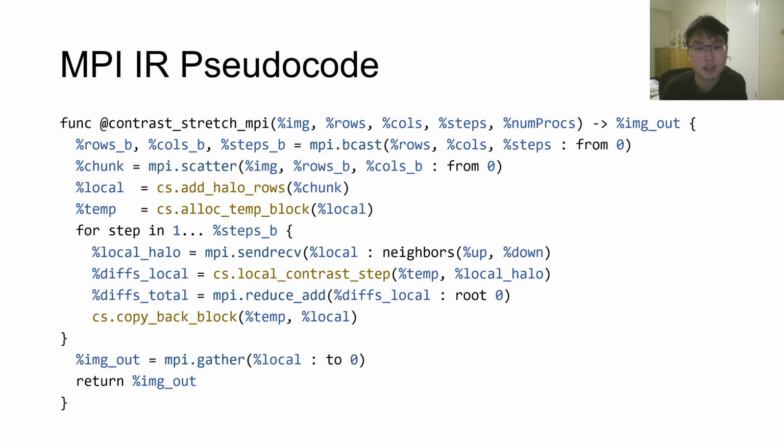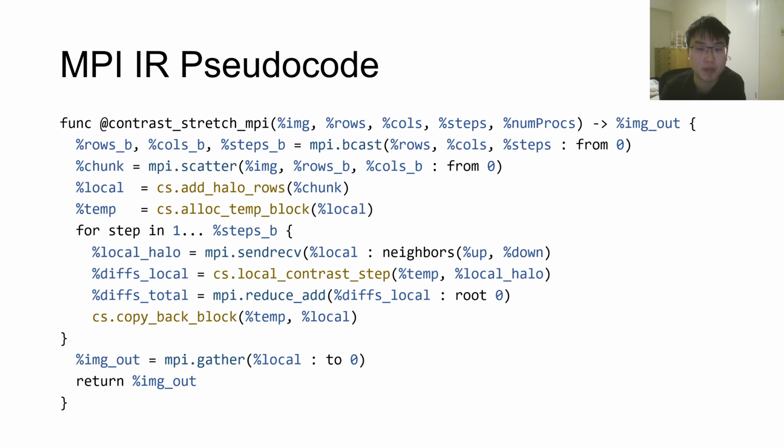The second part is the local computation phase, which is represented by the cs.local_contrast_step. Here each rank loops over its interior rows and columns and calls the stretch 1 pixel function on each pixel inside its block, and accumulates a local difference counter. Then we have a global reduction represented by the MPI.reduce_add, which combines all the local difference values into a single difference total on the rank 0 worker. And then we finally have a copy back phase.